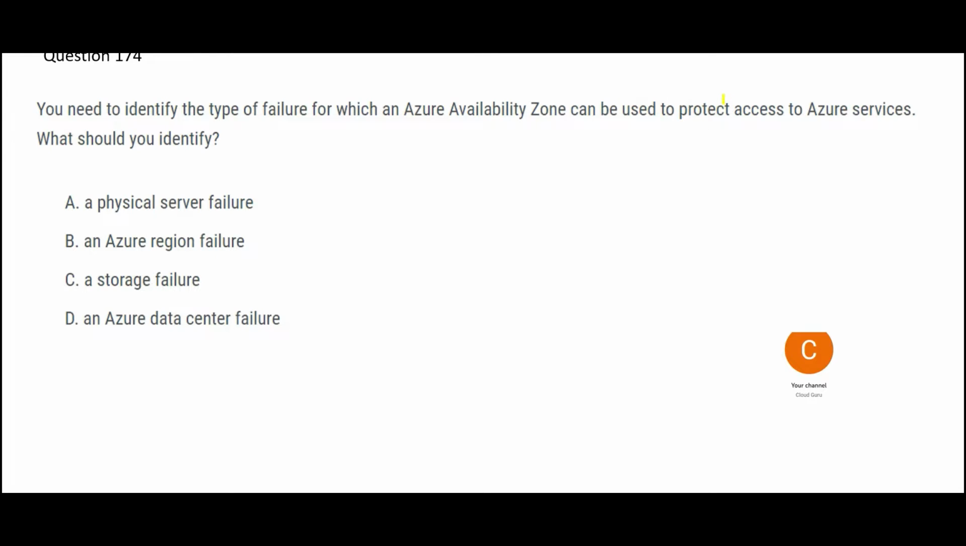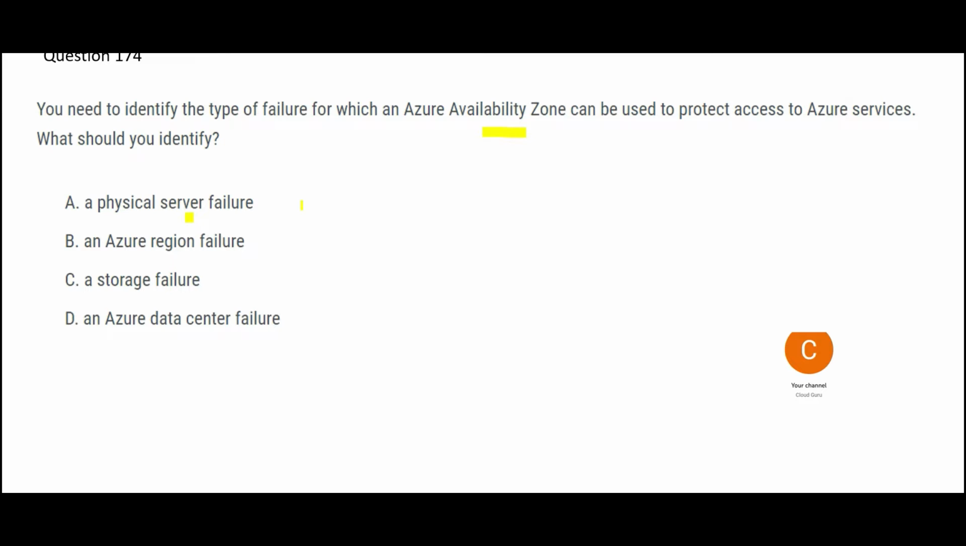Let us look at the last question for this part. So you need to identify the type of failure for which an AZ can be used to protect. See, if there is a physical server failure, can the AZ be used to protect it? No. If there is just one server failure within an AZ, Azure will immediately give you another hardware allocated. So that is not a problem. You don't have to switch to a different AZ. This question means under which scenario you will switch to a different AZ.